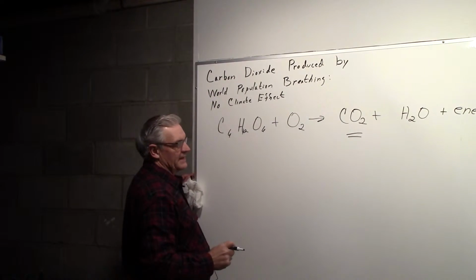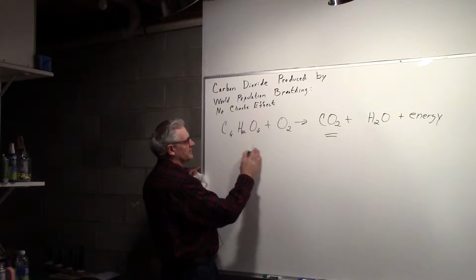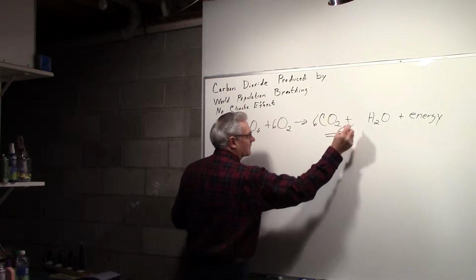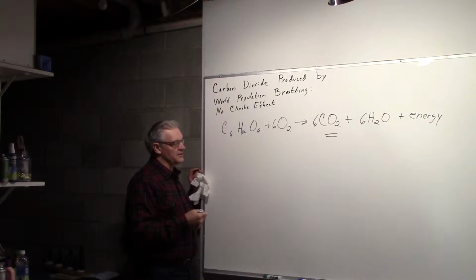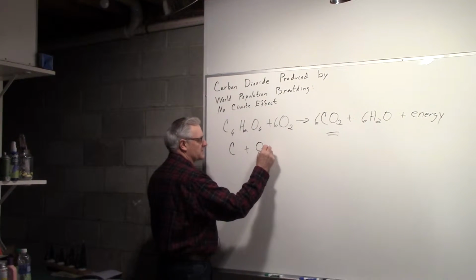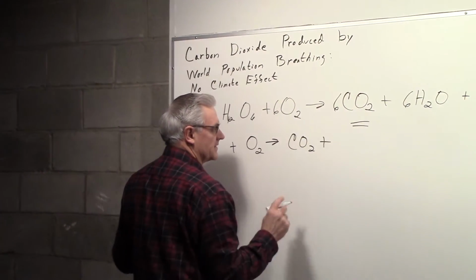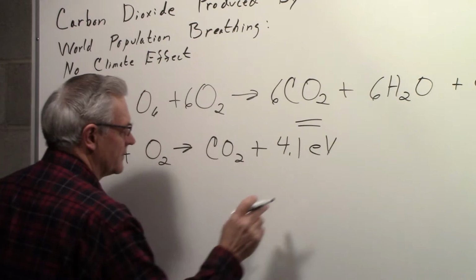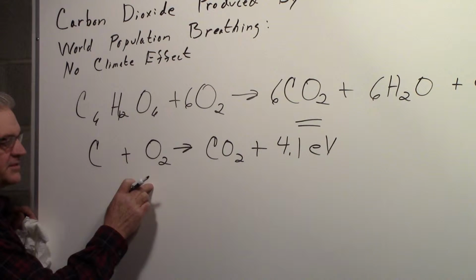And the trick to working this out in a sense is to figure out what the energy is. Well, let's balance this equation first. We're going to need a 6 here, a 6 here, and a 6 here. So how can we come up with an amount for the energy? Well, if you take a carbon atom and you combine it with an oxygen atom, you will get CO2 plus energy, and it'll be 4.1 electron volts for the combination of the carbon plus the oxygen.